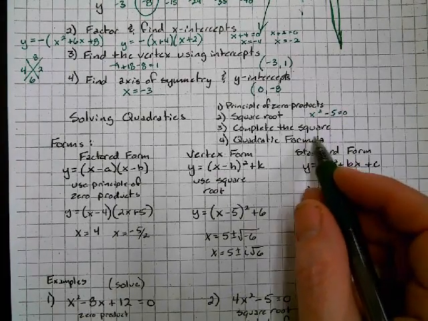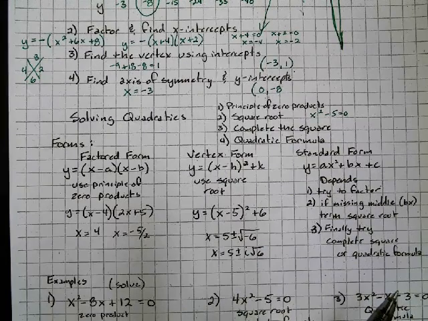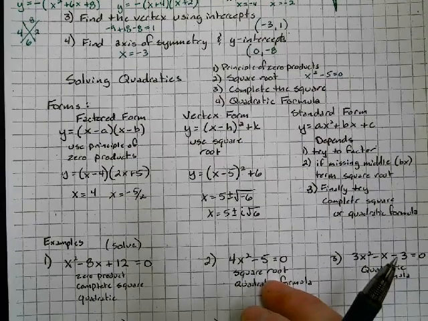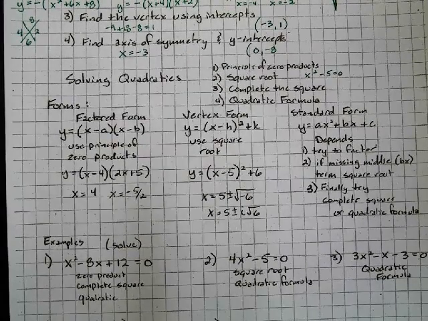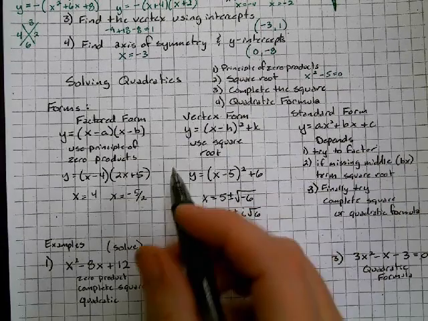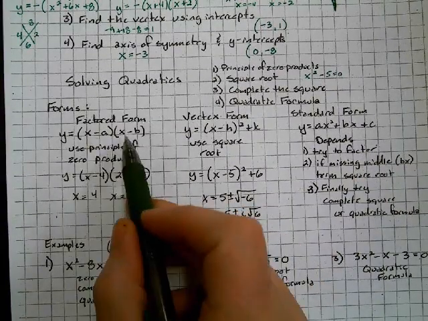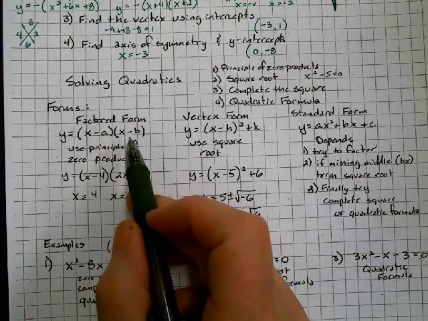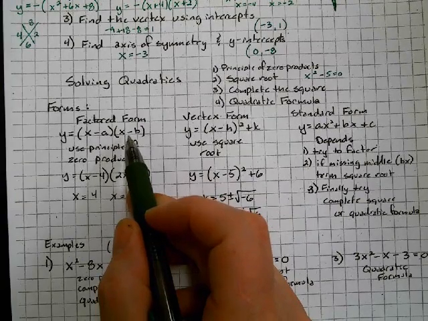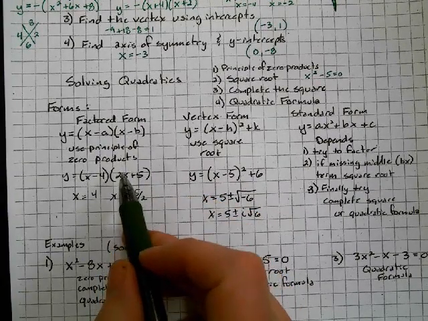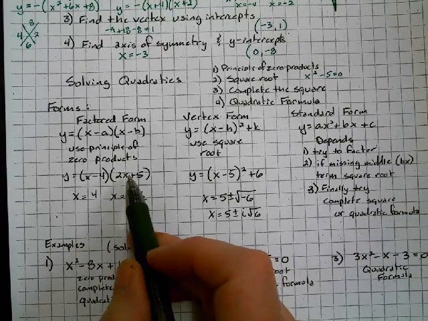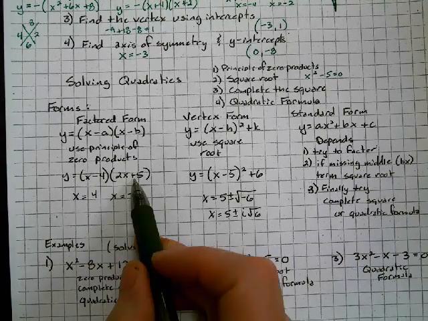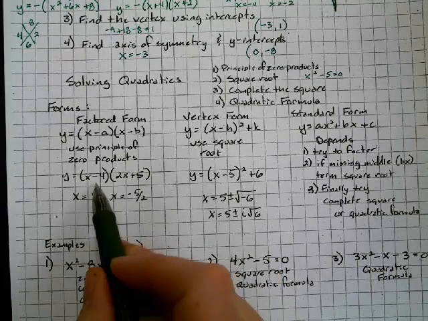So we had that. All right, now there's also a bunch of different forms for quadratics. We can have factored form where it's factored for us. And when we had it in factored form, we found out that the principle of zero products was the best way to do it. So this is factored form, it's already factored for us. And that's where we just set these equal to 0. So it's pretty easy to solve that one.